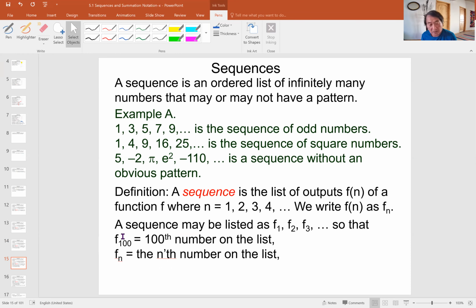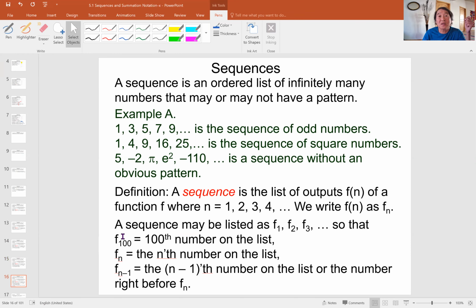And we can use variables. Say this is a Joe Blow, a generic entry in the sequence, the nth number down the list. Why do we say that? Well, because I can talk about its neighbors. F sub n minus 1 will be the number that comes before it. F sub n plus 1 will be the number after F sub n, in reference to this F sub n.